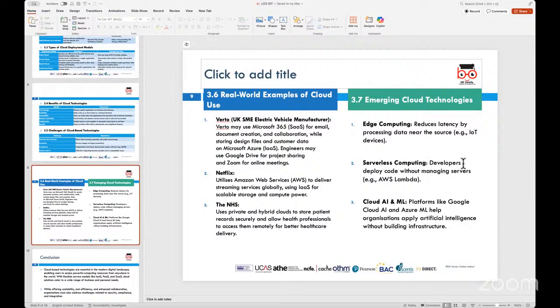Then you have serverless computing, which is developers deploying code without managing servers. Now, as you know, today we are able to do coding pretty much on the fly.